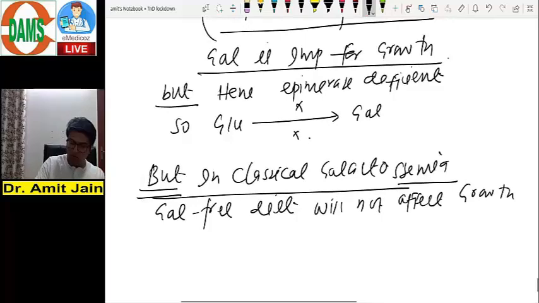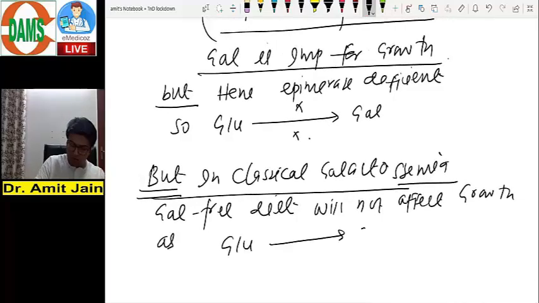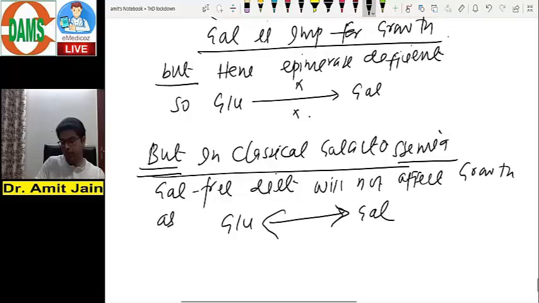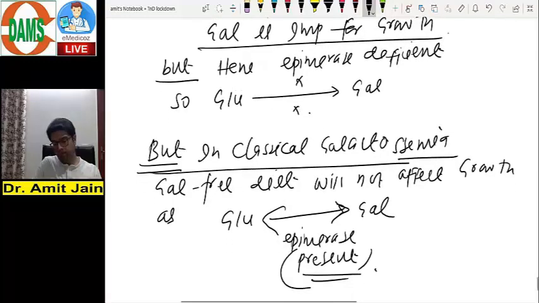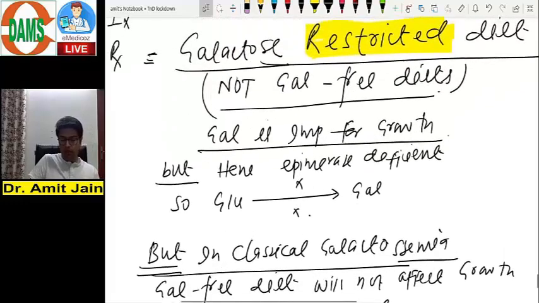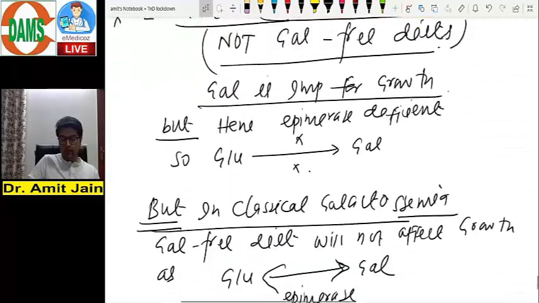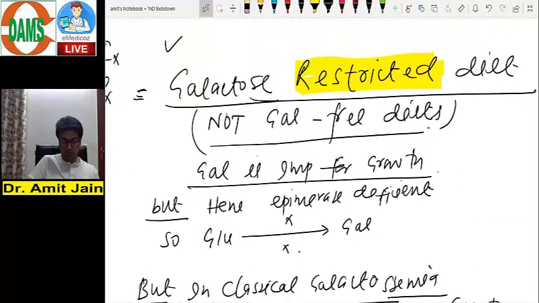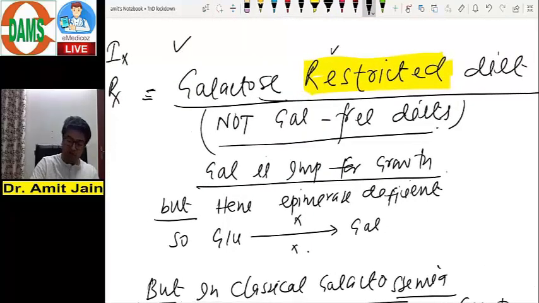Why? Because glucose is converted to galactose, as epimerase is present. So guys, this can be a question for you: why in galactose deficiency are you giving a totally galactose free diet, will it not affect the growth of the child? No, because epimerase was intact. But why in epimerase deficiency can a galactose free diet not be given? You have to give galactose.